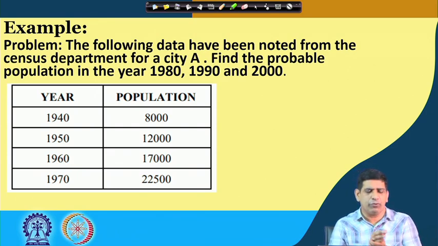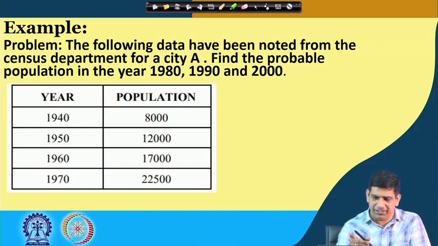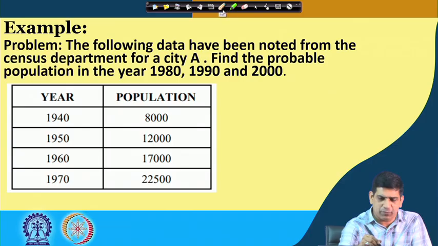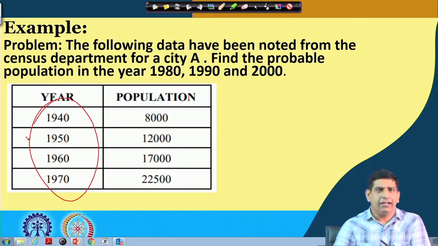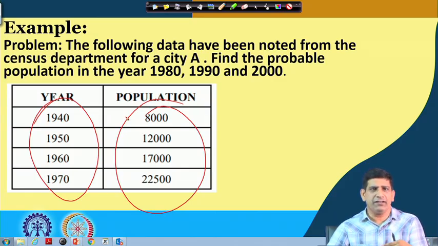So let's look at this example. We have been given data for 1940, 1950, 60 and 70, so 4 decades of data is provided to us. The population is provided as 8,000, 12,000, 17,000 and 22,500. That means in 1940 the population was 8,000, which increased to 12,050, increased further to 17,060 and increased further to 22,500 in 1970.